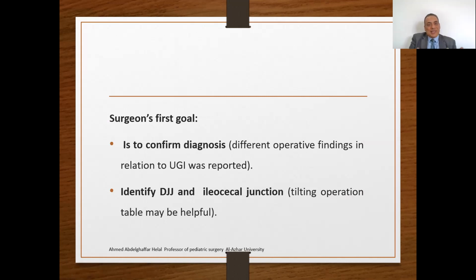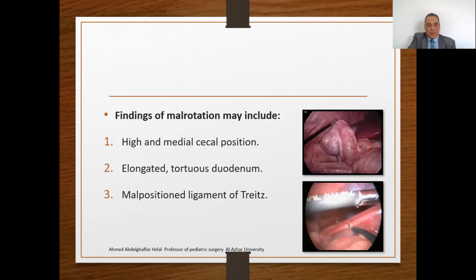In laparoscopy, the surgeon's first goal is to confirm the diagnosis, as the operative findings are reported in relation to the upper gastrointestinal imaging. So the surgeon's first goal is to identify the DJ junction and the ileocecal region and confirm that there is a malrotation of the intestine. The cecum in an abnormal position, the DJ in an abnormal position.